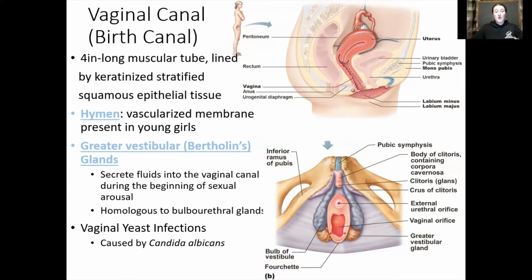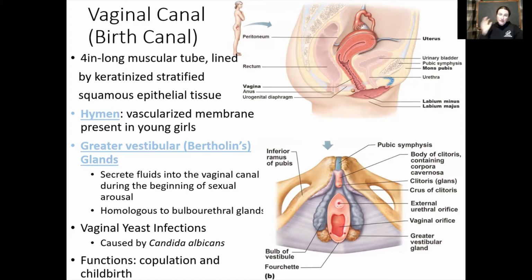Okay. So again, Candida albicans is a naturally occurring fungus, but usually it is greatly reduced because of a healthy and diverse community of bacteria which naturally occur in the vaginal canal.